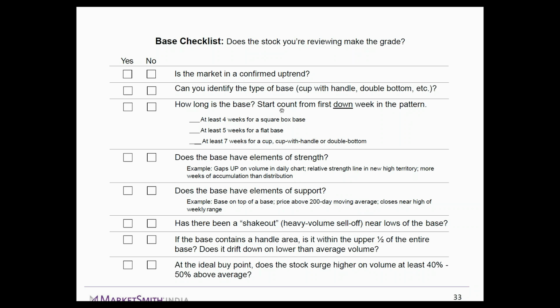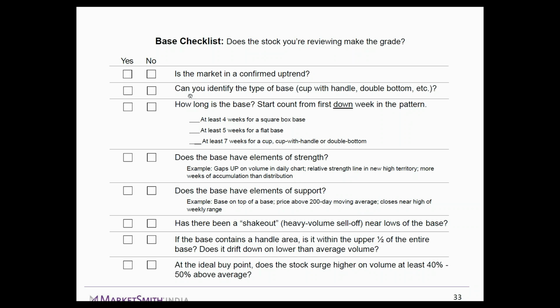Now that we have learned how to identify a base, this is a checklist of whether the stock is fitting the base criteria or not. First, as usual, we have to identify the market condition: is the market in a confirmed uptrend or not? For stocks breaking out when the market is in correction or under pressure, we have to be very cautious. A few stocks might break out of patterns around that time, but we have to wait for the overall market condition to improve before taking new positions.